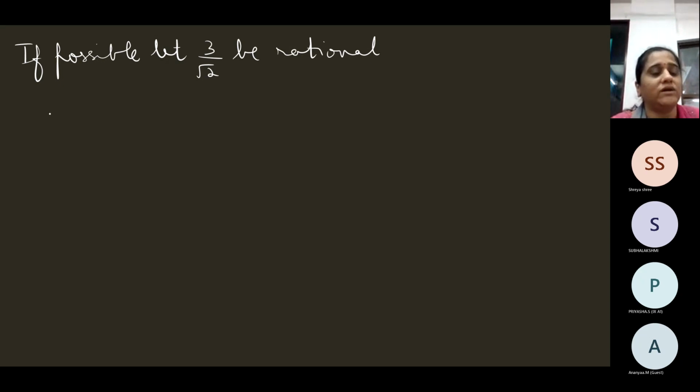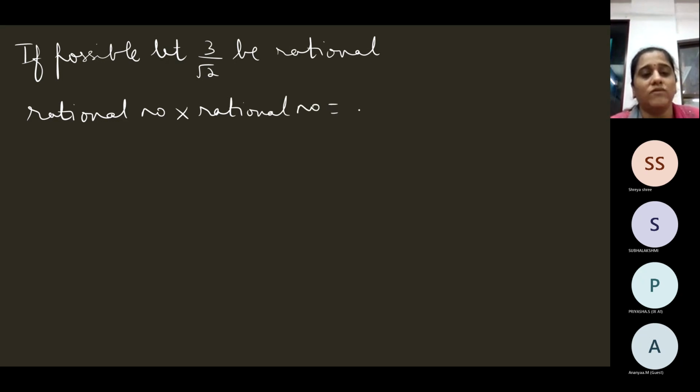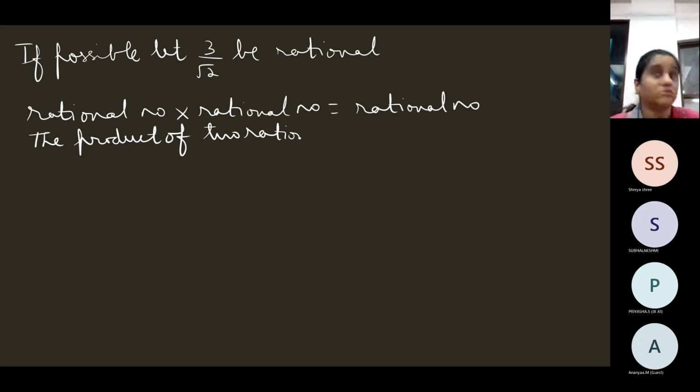Now, what do we know? We know that a rational number times a rational number will always produce a rational number. The product of 2 rationals is always rational. You can write it like this, or both are the same. Is this correct?